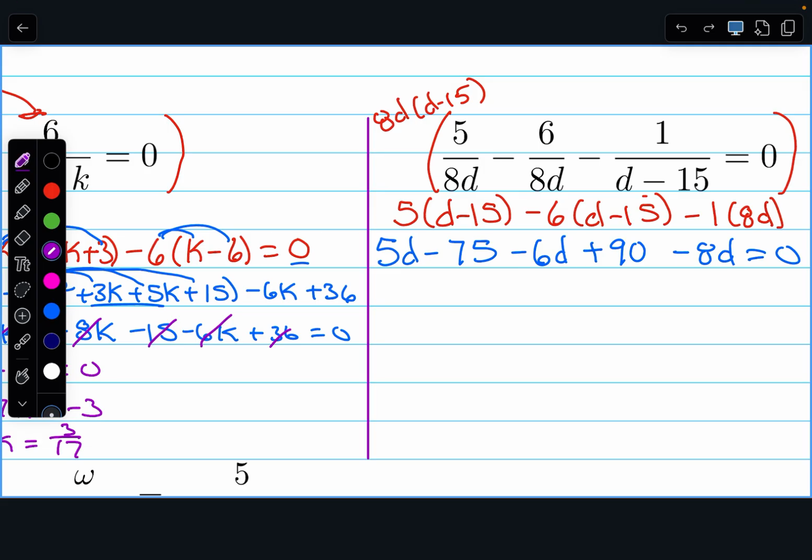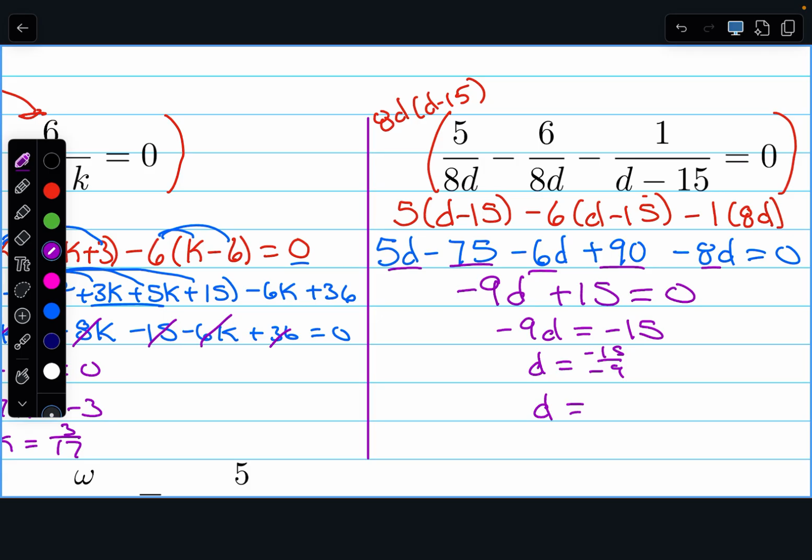So let's see, I have negative 1D, negative 90. Negative 75 plus 90 is positive 15 equals 0. Subtract 15. Divide by negative 9. And then I can reduce that, and that gives me 5/3. Sweet. Again, our goal is to get rid of our denominators, so we multiply by what's in the denominator, and keep it as simple as we possibly can. Once we multiply those, whatever cancels out, we don't need to write it. We distribute, we solve.